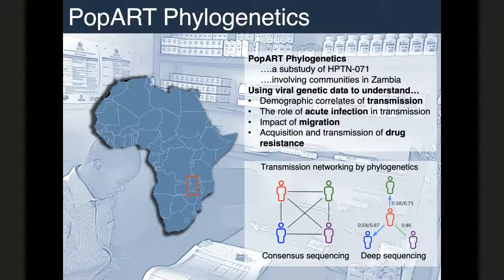And that allows us to ask questions about what were the factors associated with those transmission events that occurred during the Popart clinical trial in spite of the intervention. We have a few ideas in terms of the things that we'll be looking at, including the role of acute infection, the role that migration has played, and along the way we'd like to look at drug resistance.